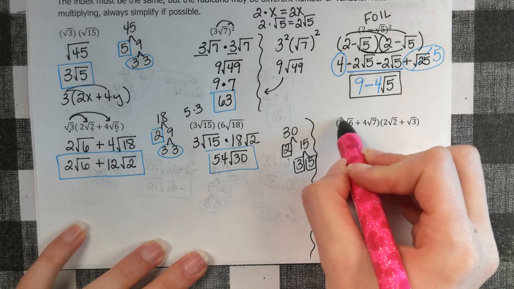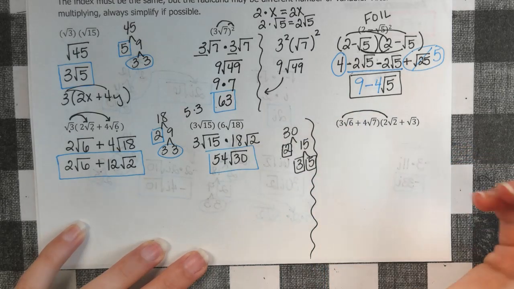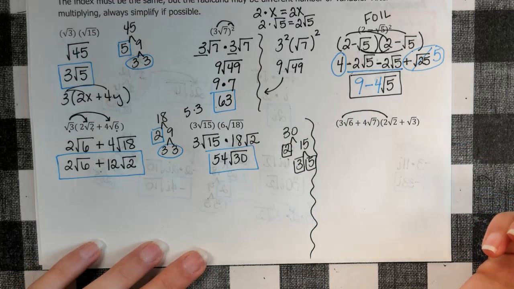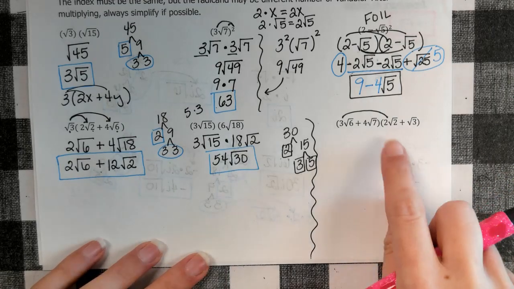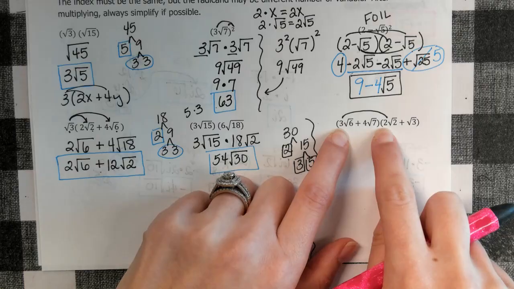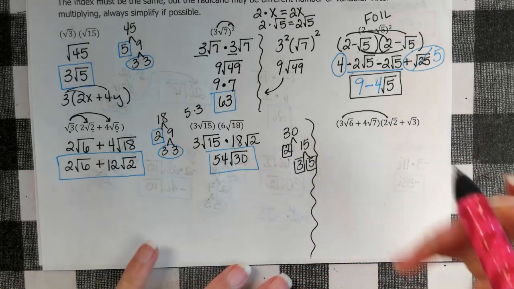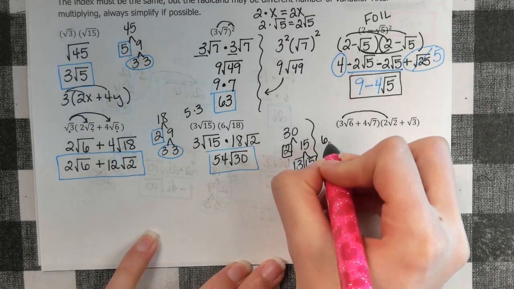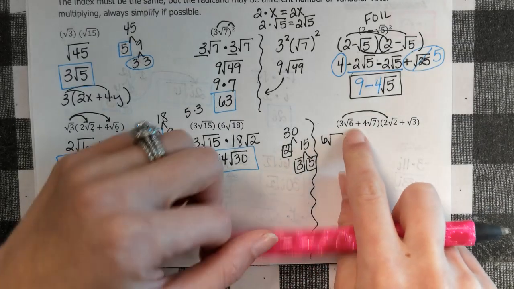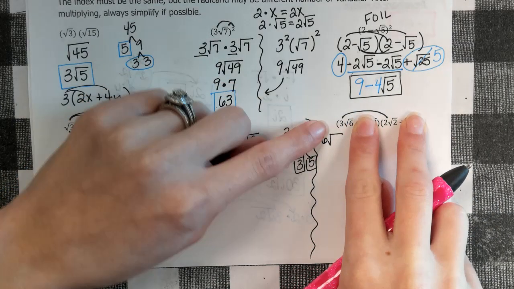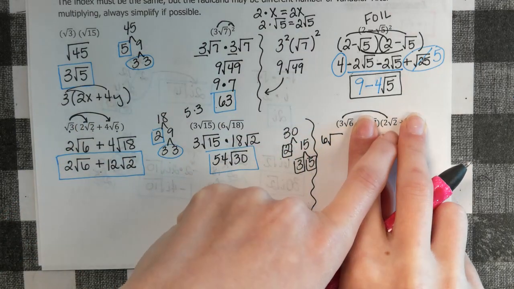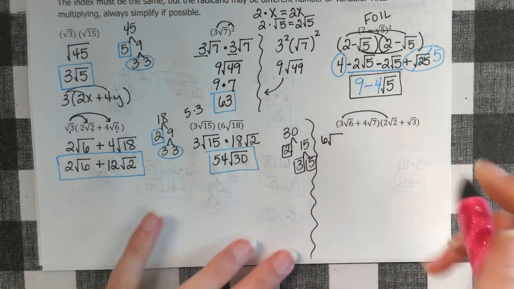So if I multiply 3 square root of 6 times 2 square root of 2, I'm going to do coefficient times coefficient, its corresponding part. So 3 times 2 gives me what? 6. Now I'm only looking at this. If you need to cover it up, cover it up. Square root of 6 times square root of 2 is what? 12. Square root of 12.